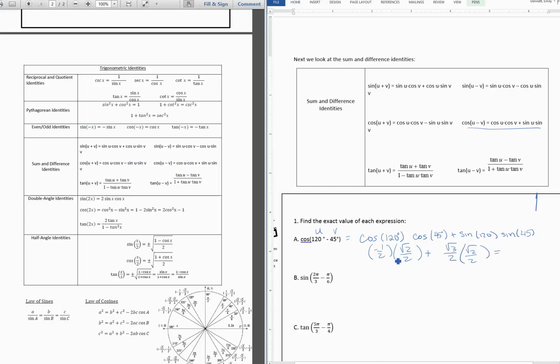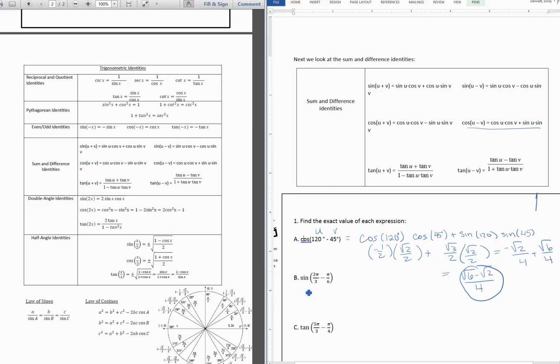So here we'd multiply across the top and the bottom, so we'd have negative square root of 2 over 4 plus square root of 6 over 4. And the only thing we can really do to simplify this is we could write it as square root of 6 minus square root of 2 over 4. So that would be our exact value.